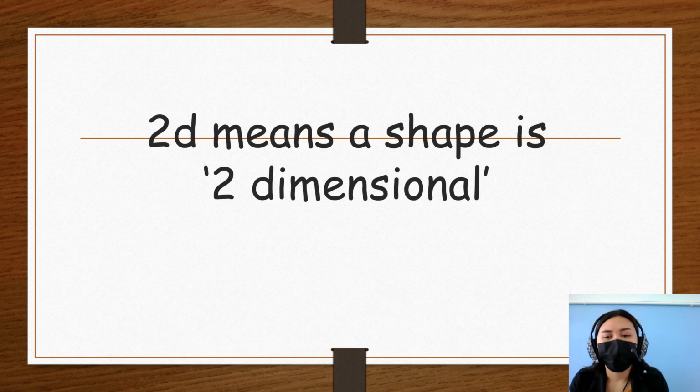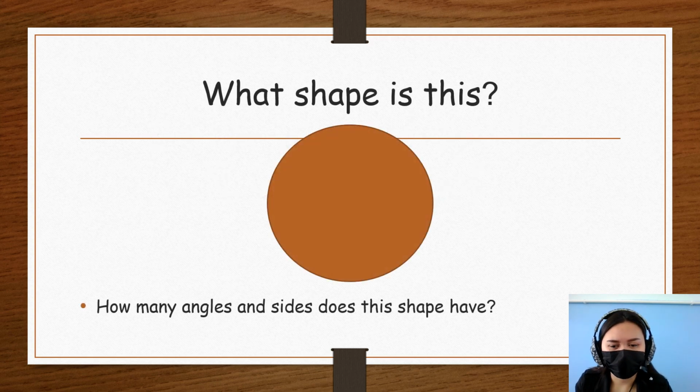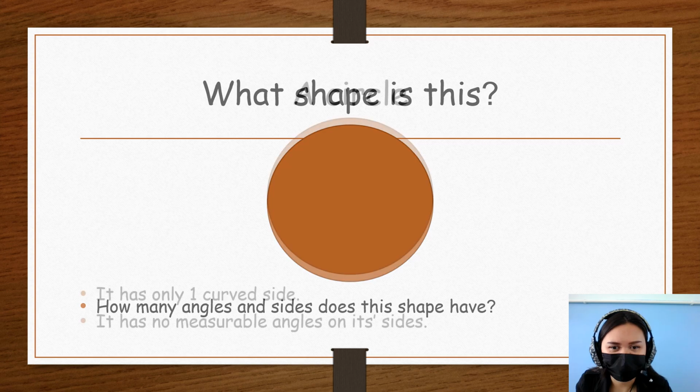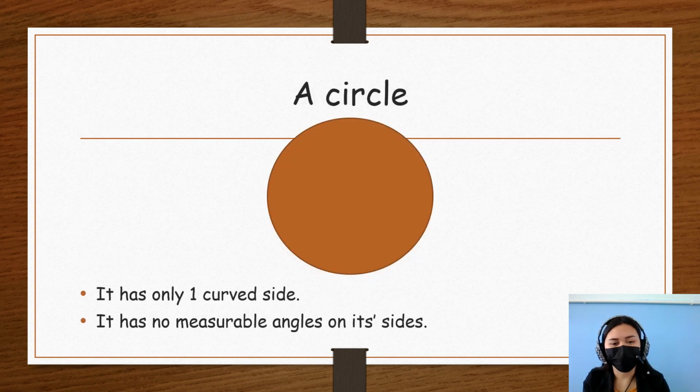2D means a shape is two-dimensional. So when you say two-dimensional, you just remember height and width, right? Okay, what shape is this? Example. How many angles and sides does this shape have? So this shape is a circle, right? It has one curved side and it has no measurable angle on its sides. So a circle has no angle.